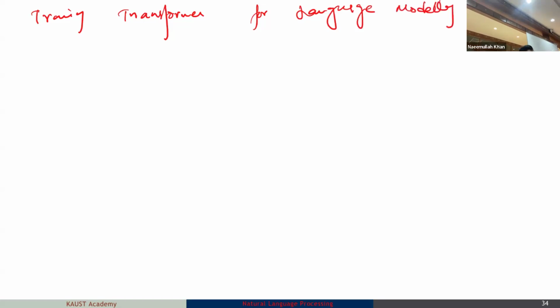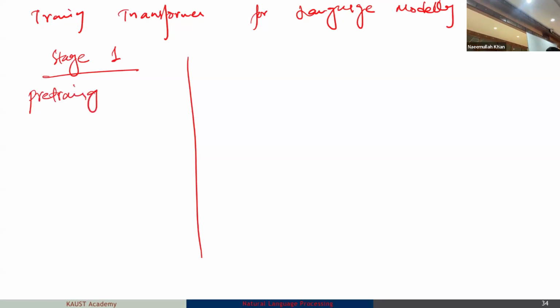Okay, it's typically a 3-stage process. Stage 1, which is the most important one, the most time-consuming one, and the most resource-heavy, is pre-training. Pre-training of large language models. Pre-training is essentially you take text from the internet and train it to do the next token prediction.